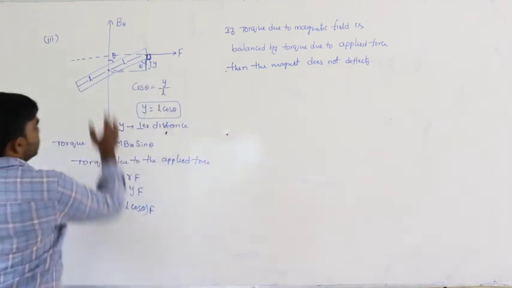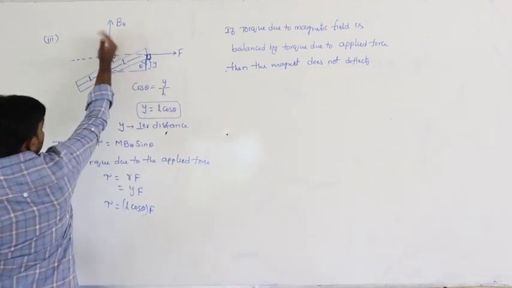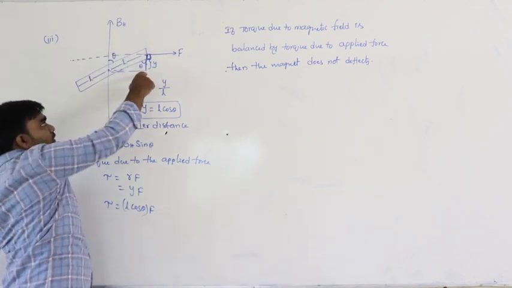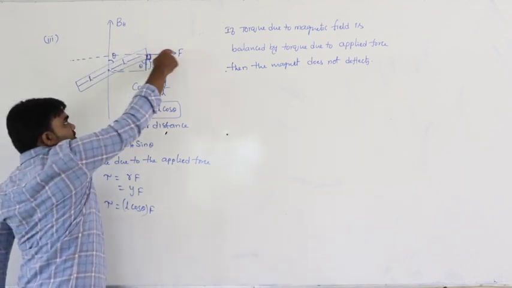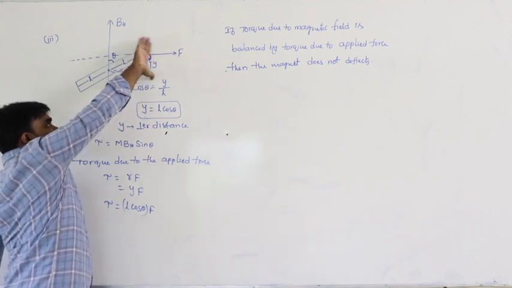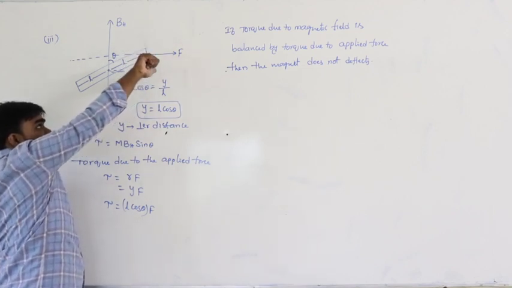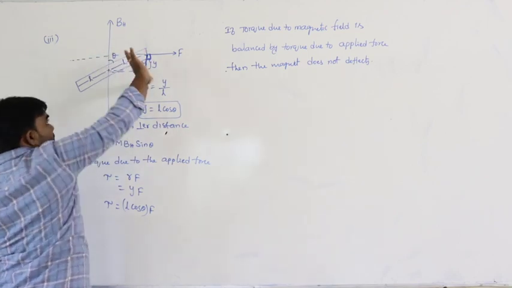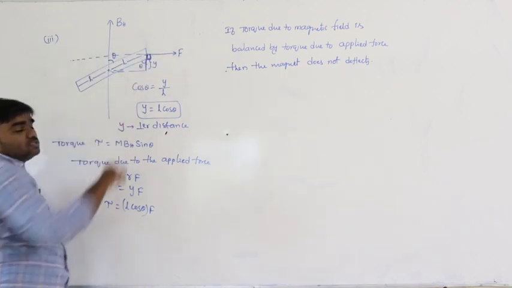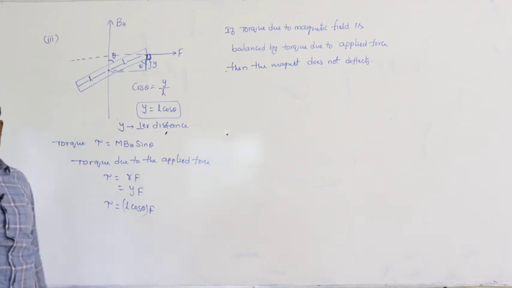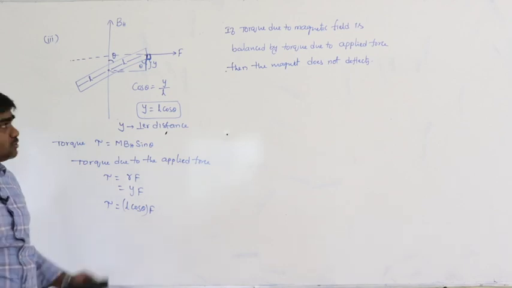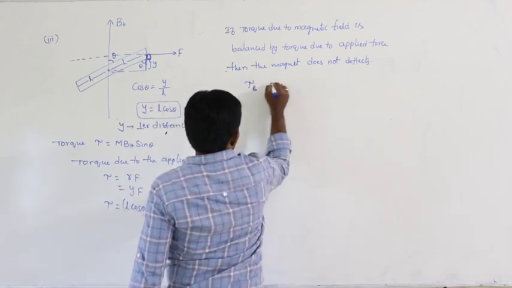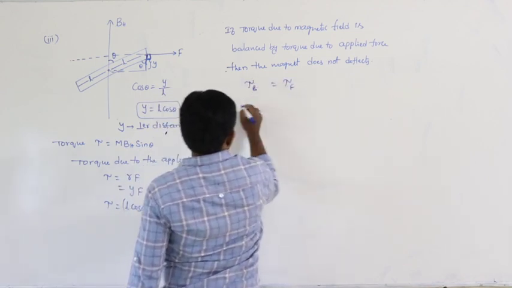The torque due to the magnetic field is m bar cross b bar, and r bar cross f bar has this perpendicular distance and this f. What is the direction? m bar cross b bar is outwards, but r bar cross f bar is inwards. Both are in opposite directions. So the torque due to the magnetic field is equal to the torque due to the applied force.